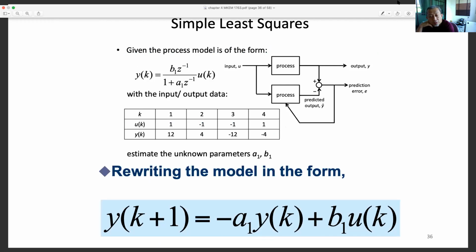Given the process here, as I showed you before for a first order system, we have to rewrite the model in the form y k plus 1 is equal to minus a1 y k plus b1 u k. It comes from the transfer function just now. If you go to the transfer function, which is y k equals b1 z minus 1 over 1 plus a1 z minus 1 times u.